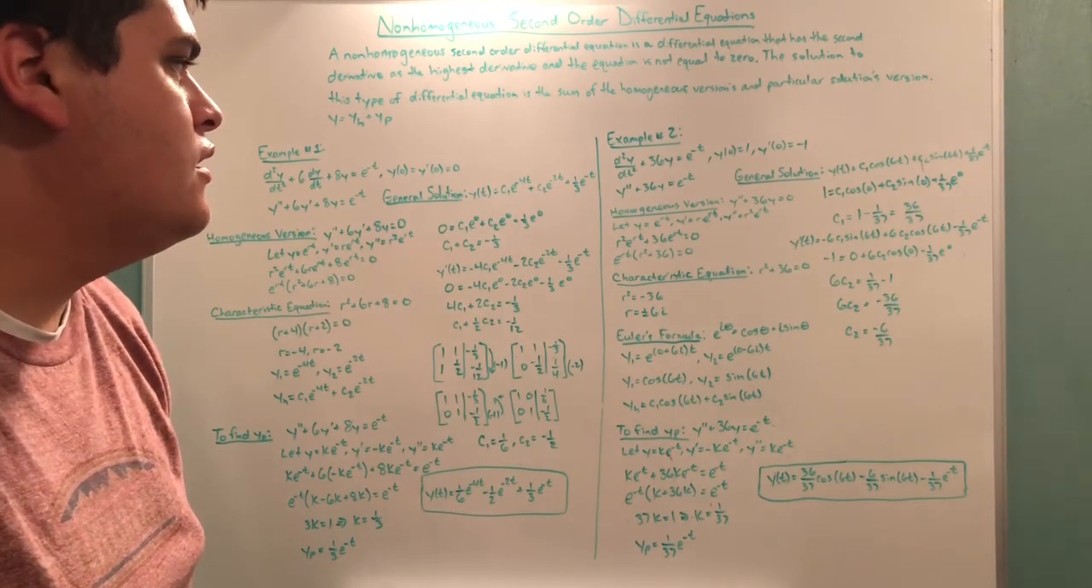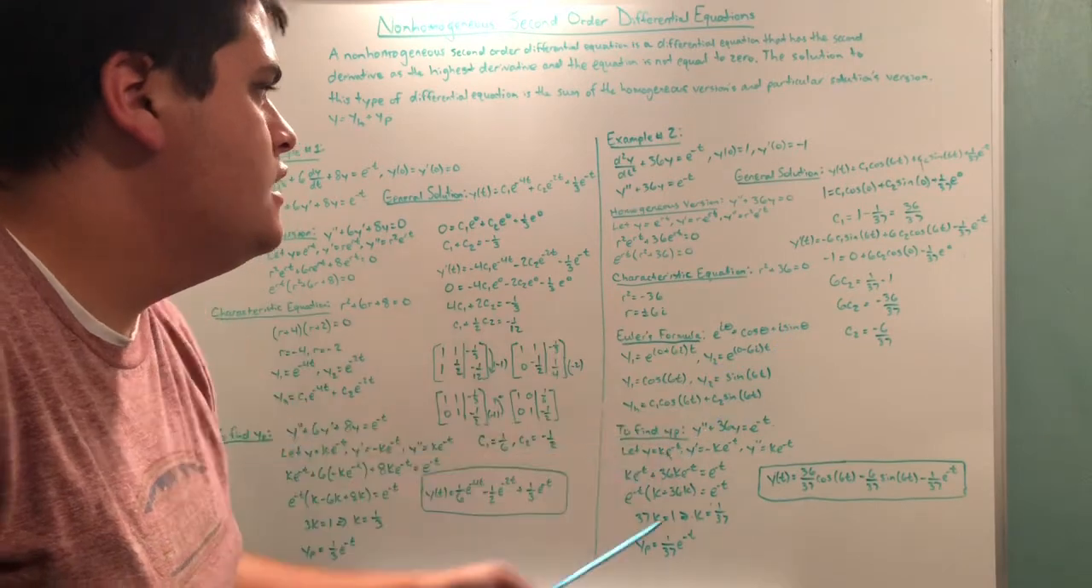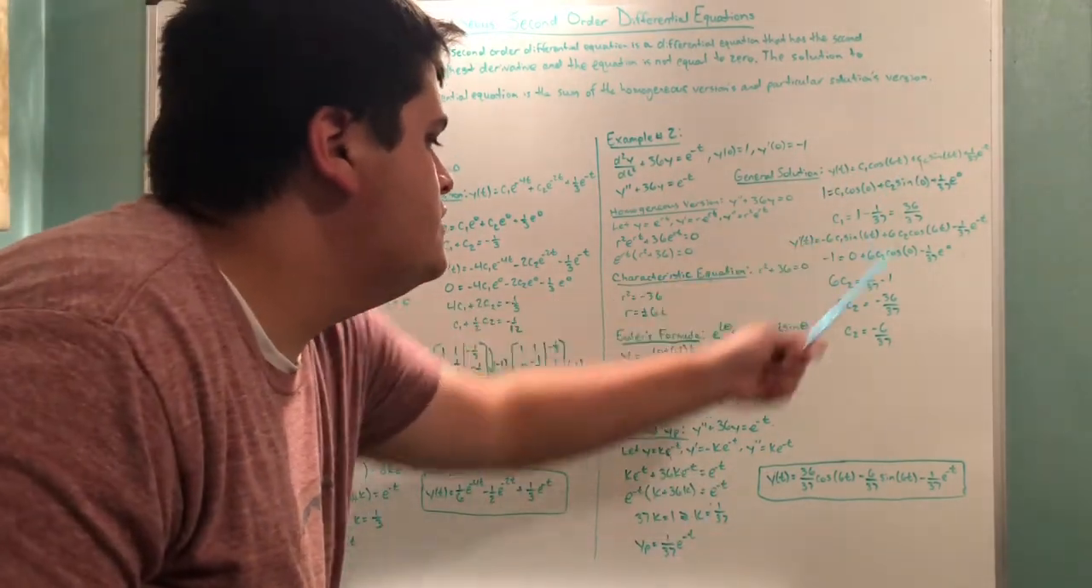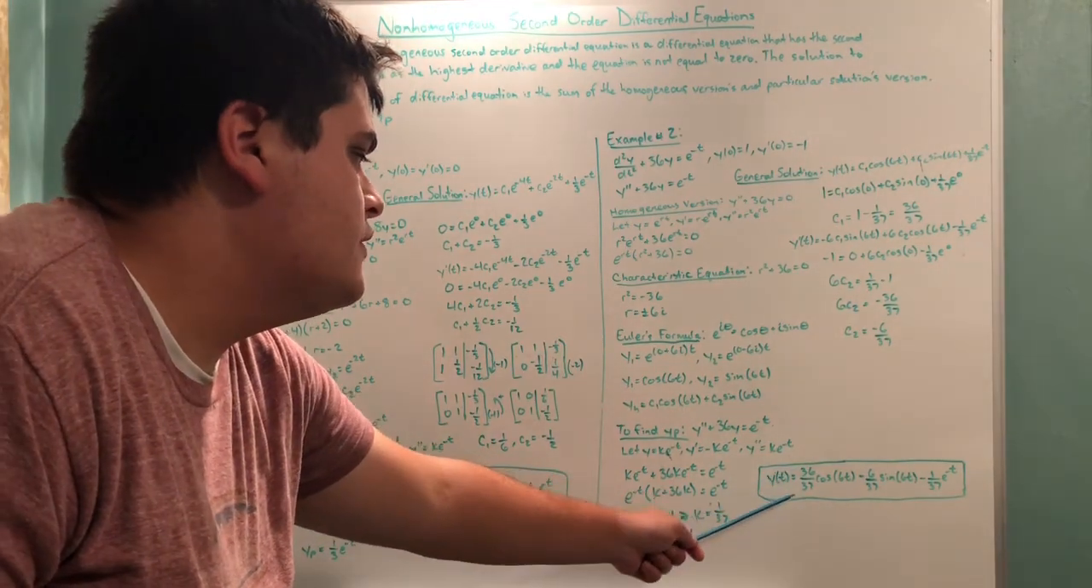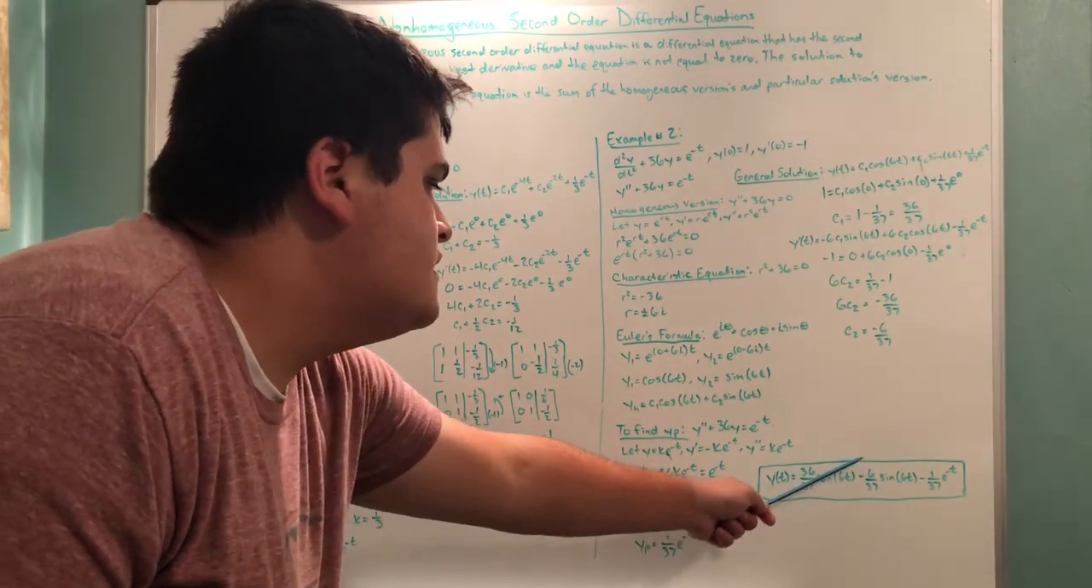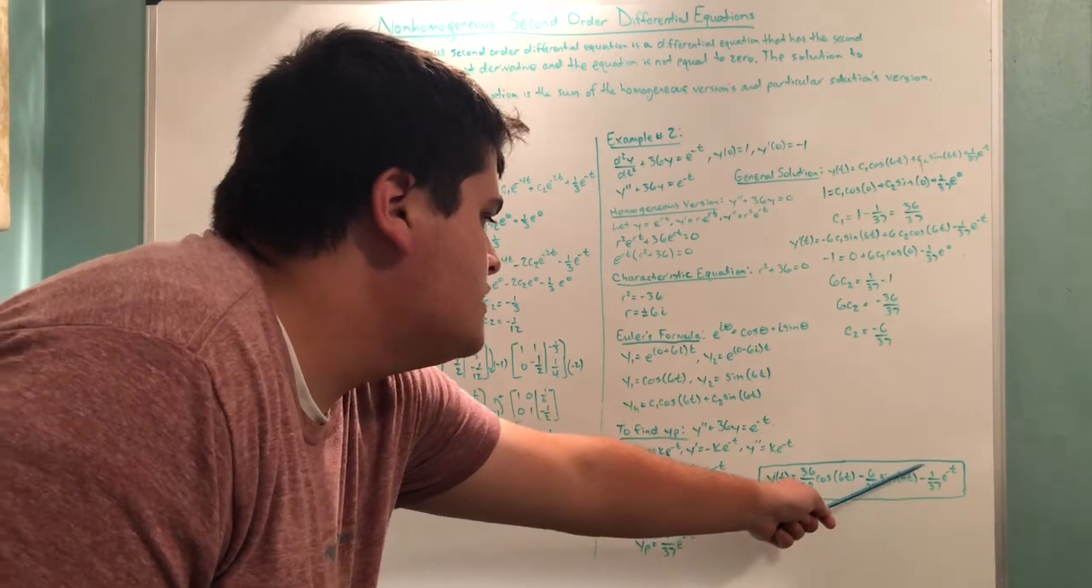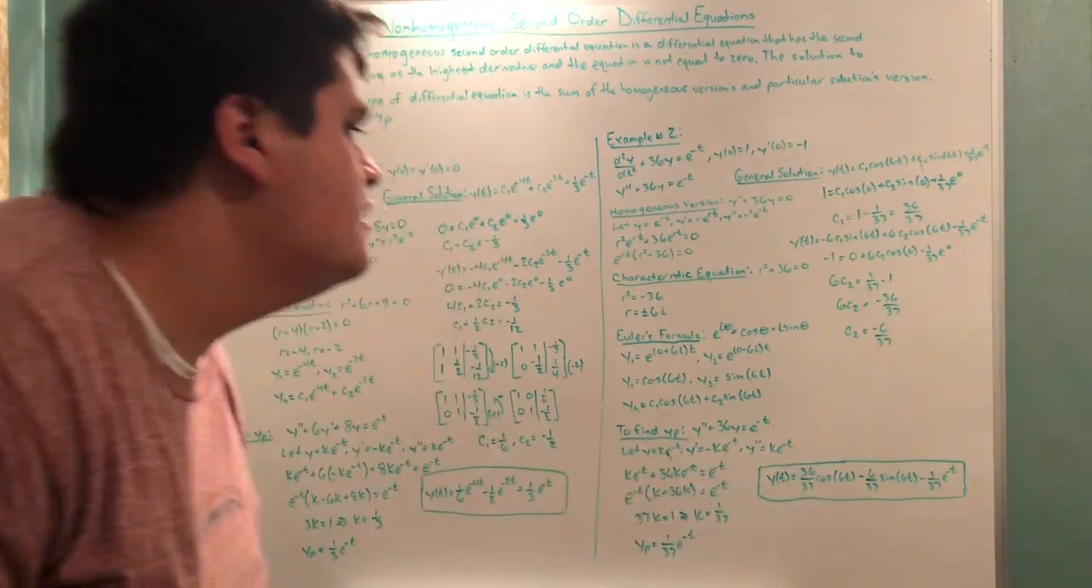Now that we have our c1 and c2 values, we plug these back in right here and here to get our final solution. y of t is equal to 36 over 37 cosine 6t minus 6 over 37 sine 6t minus 1 over 37 e to the minus t.